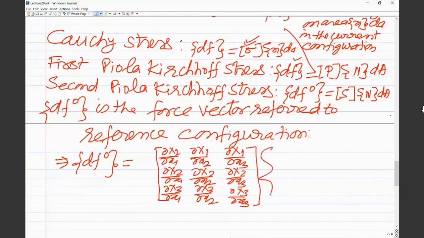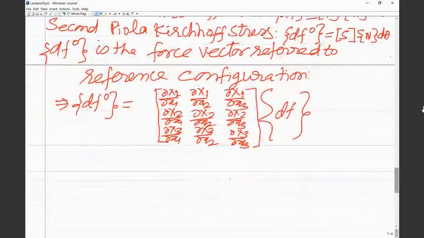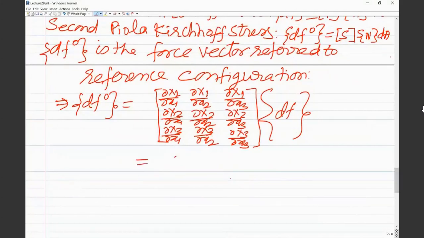This into df. So we are assuming that the force in the current configuration can be pulled back to the reference configuration through this inverse deformation gradient matrix. So that is G into df.